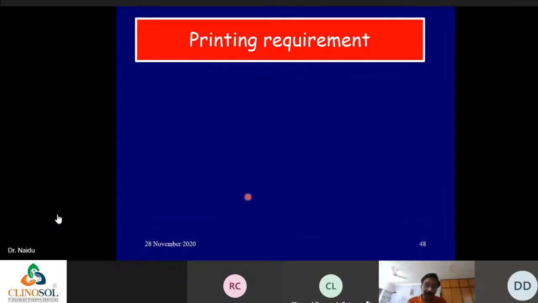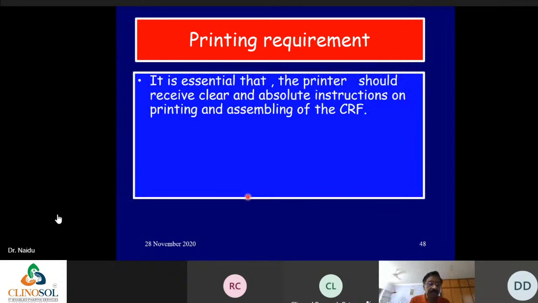Then important thing is that a printer should be very careful to print a case record form, because it has to be kept for many years. When I'm using it, after some time, few pages are coming out because it is not properly printed, it is not properly bound. So printing requirement is also one of the very important components of case record form. It is essential that the printer should receive a very clear, absolute instruction of printing and assembling the case record form.